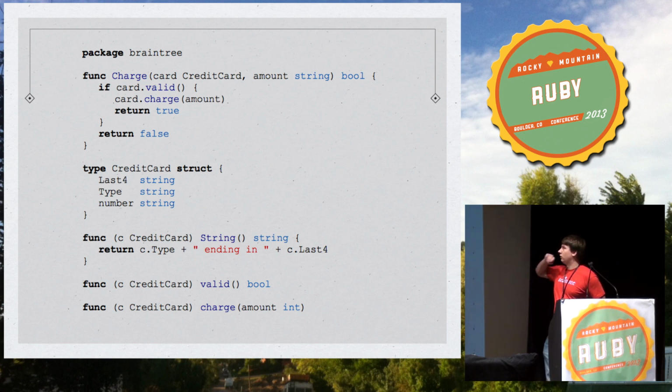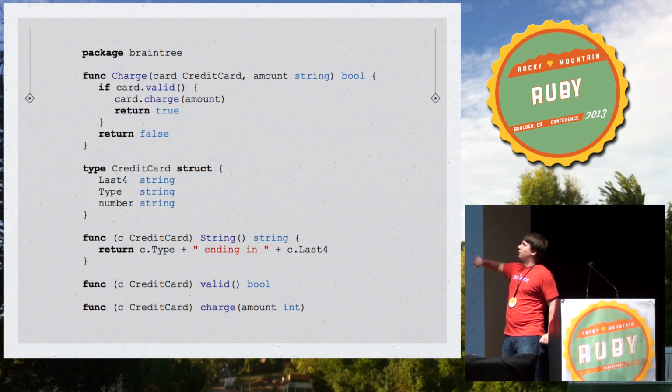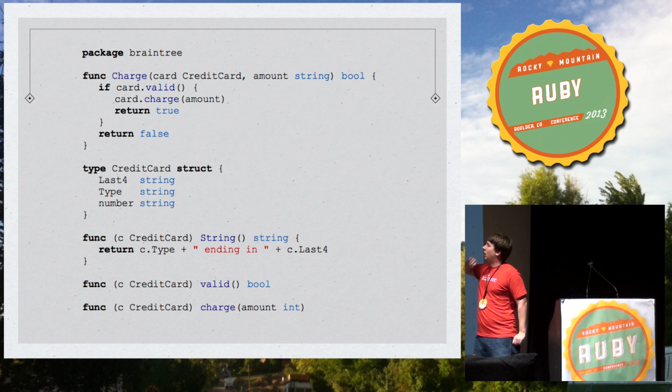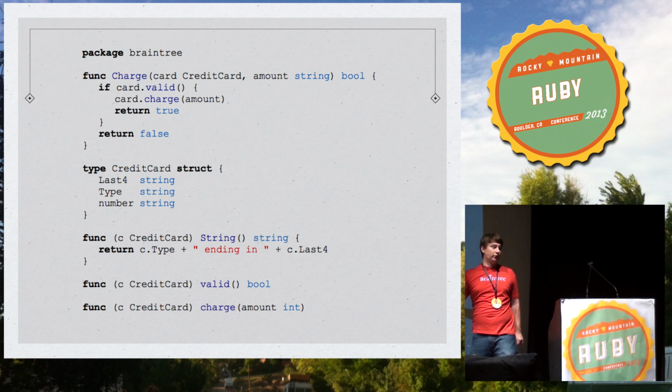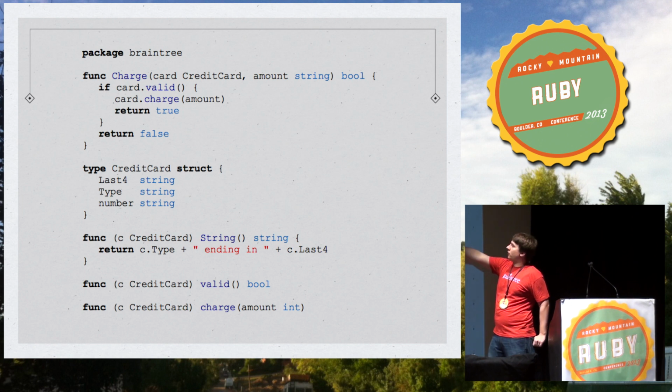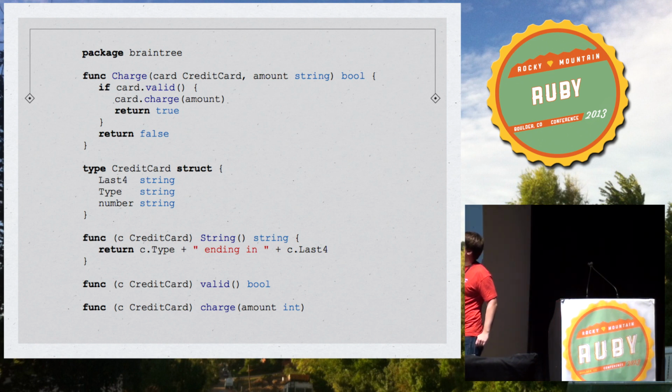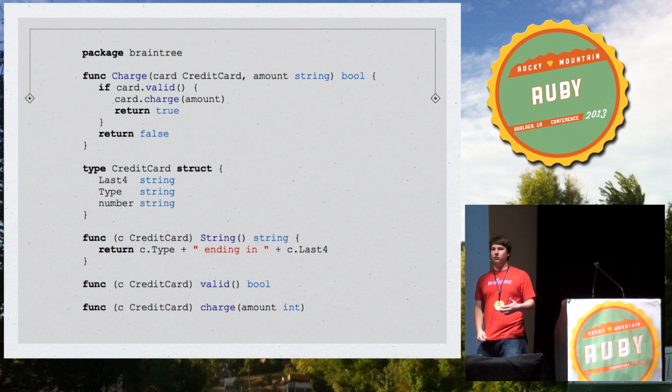So this is what Go code actually looks like. We're in the Braintree package. We have two top-level public things going on here. We have a charge function, which takes as its input a credit card type and an amount string, and returns a Boolean. I'll talk about the body in a second, but we can imagine that the Boolean signifies whether or not the charge was successful. And then we have a credit card struct. When I say type credit card struct, that is very similar to just declaring a class in Ruby.